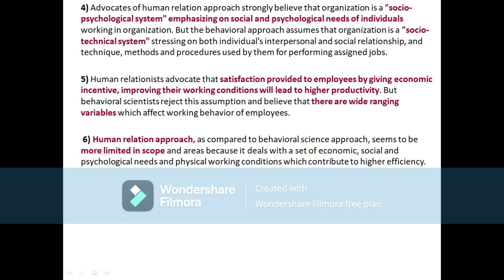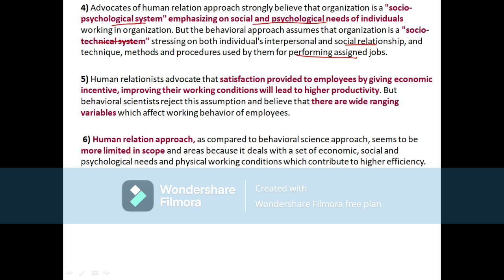After that, human relations theory advocates a socio-psychological system, emphasizing social and psychological needs. But the behavioral approach is a socio-technical system. Here socio-psychological, there socio-technical. They stress individual, interpersonal, and also social relationships, and techniques also should be there, the methods and procedures used for performing assigned jobs. So socio-technical: in order to perform those jobs, they have to know about the techniques, methods and procedures.